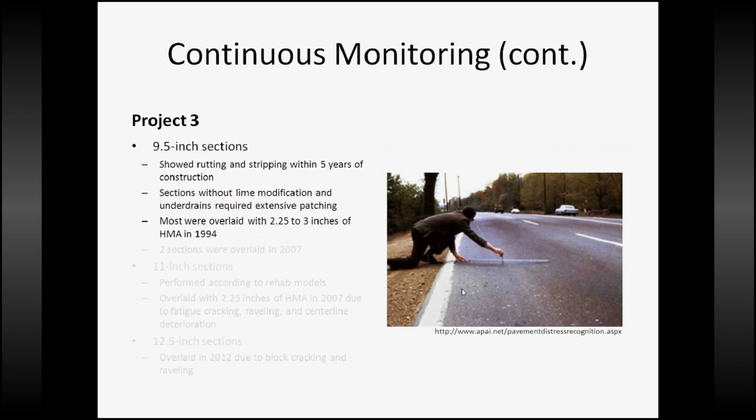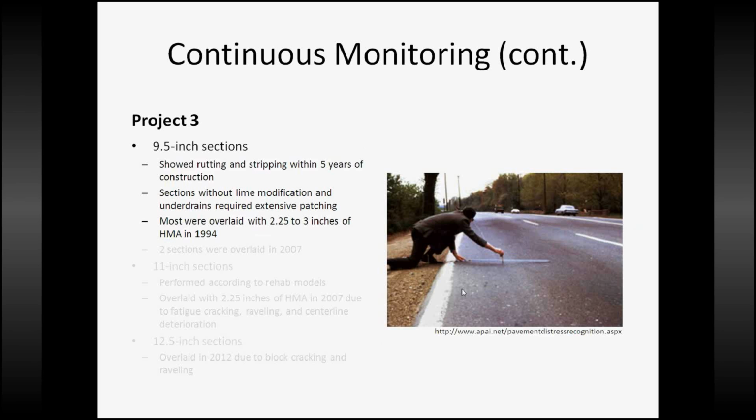For Project 3, we decided to lump the sections based on the thickness. So the 9.5-inch sections showed some rutting and stripping within 5 years of construction. Now it's important to know that the US-20 and US-50 mixes used for this project did not contain anti-strip. Now these sections provided us very important insight for the development of TSR testing procedures and the use of anti-strip that came in the late 1980s.